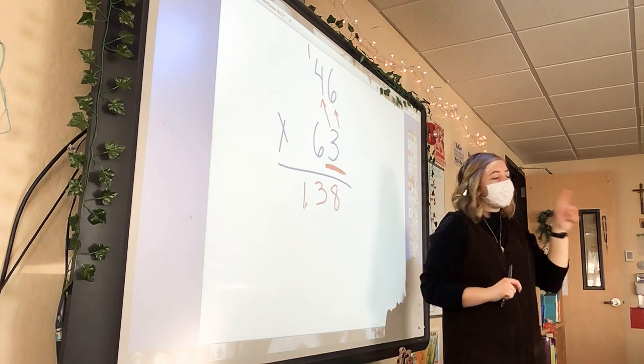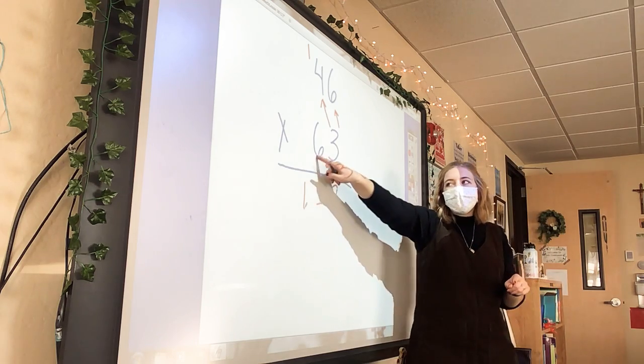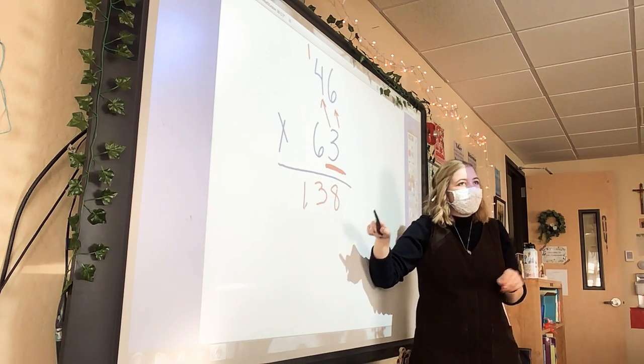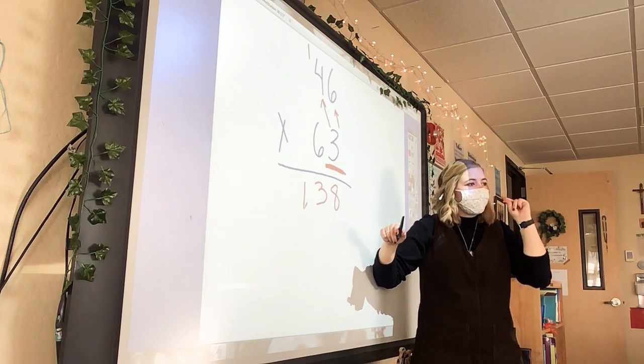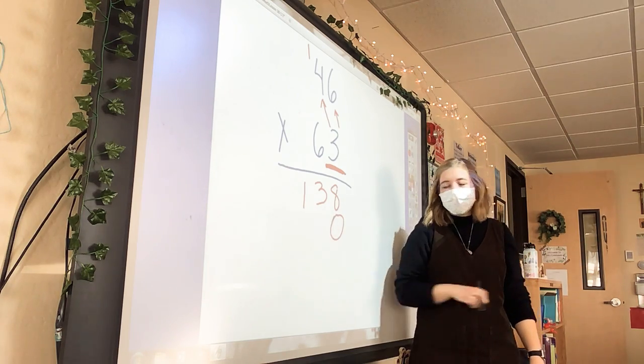Then this is the new stuff, okay? Before I move on to what's in the tens place, I need something called a place value holder. What do we use for a place value holder? Ready, go. 0. 0, good.